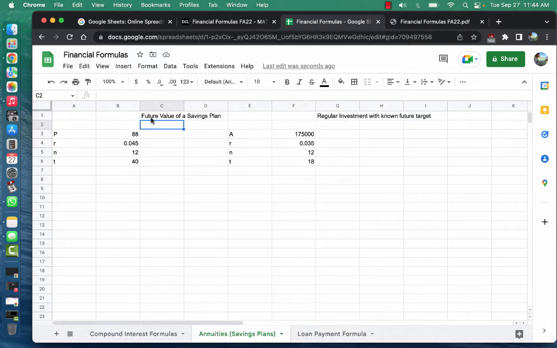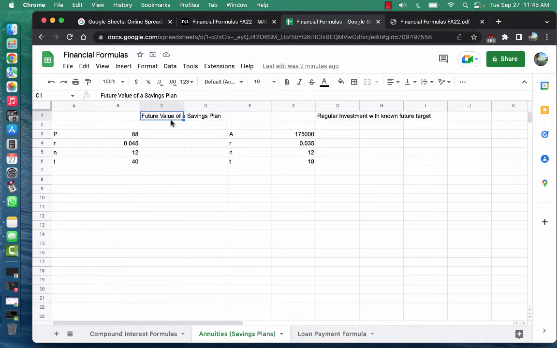And then we're going to have two formulas in here, future value of a savings plan and regular investment with known future target. So pause the video and put in all the preloaded information here, and get your P, R, N, T, all the numbers here. Basically pause the video and put this information in.